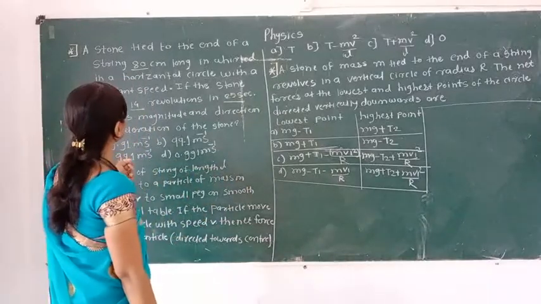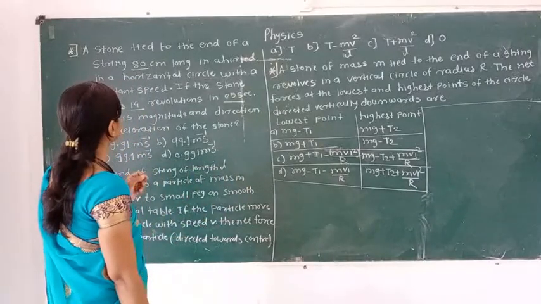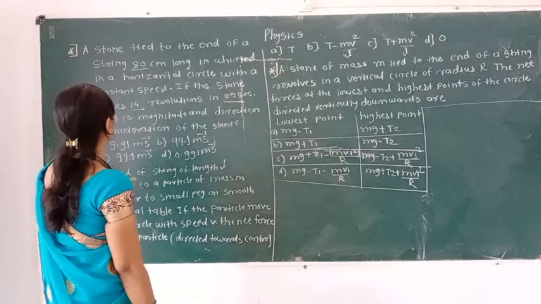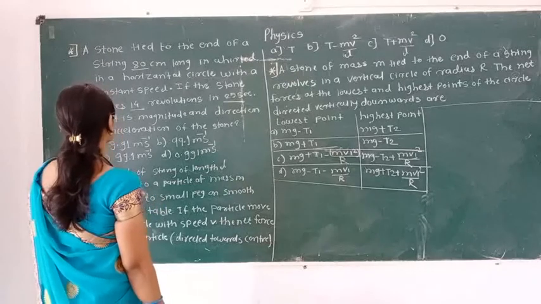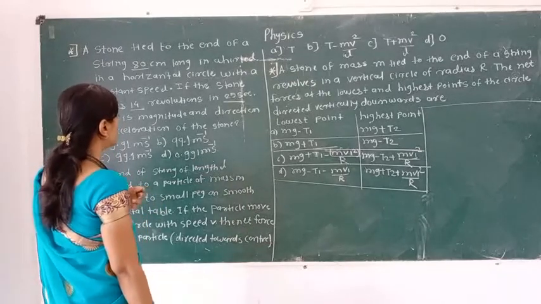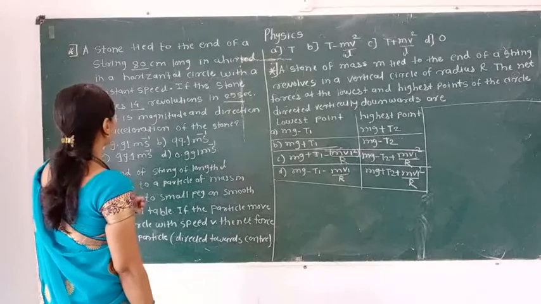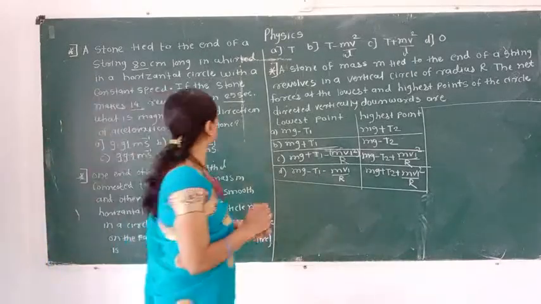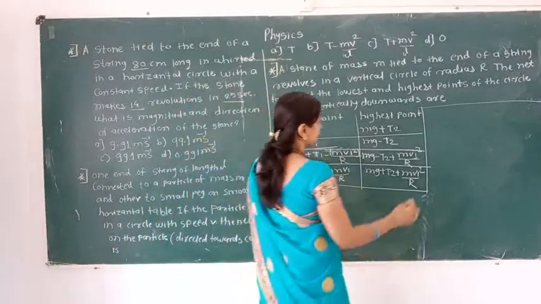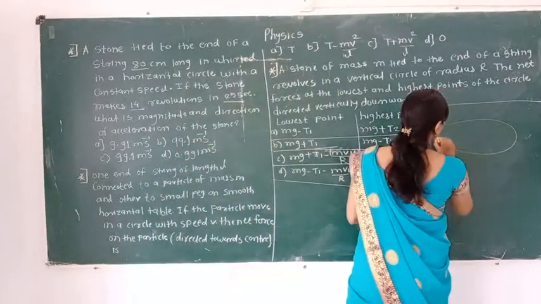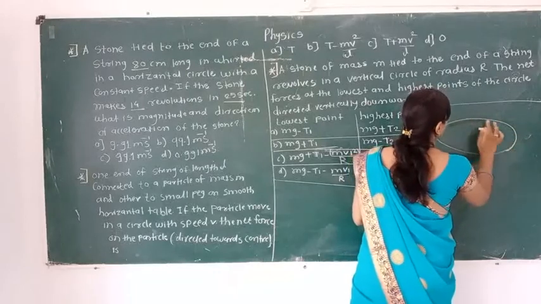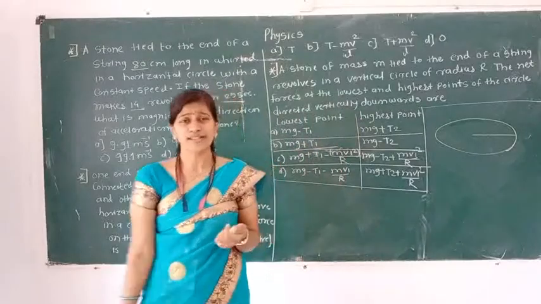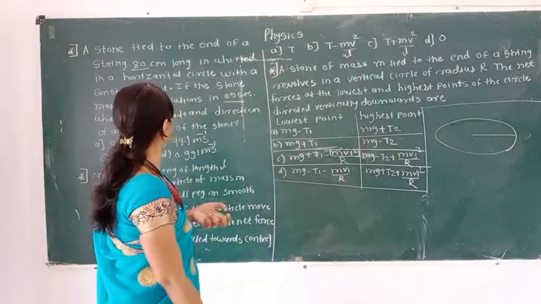A stone tied to the end of a string 80 cm long is whirled in a horizontal circle with a constant speed. If the stone makes 40 revolutions in 25 seconds, what is the magnitude and direction of the acceleration of the stone? It is related to circular motion. Here the stone is revolving in a circular motion in a horizontal plane as per the given information.